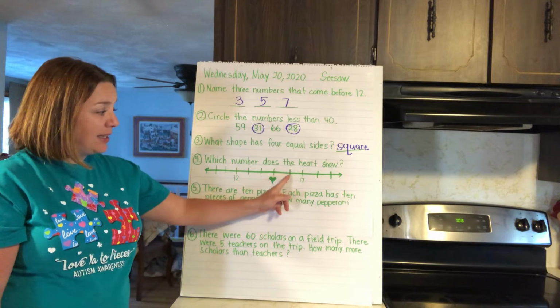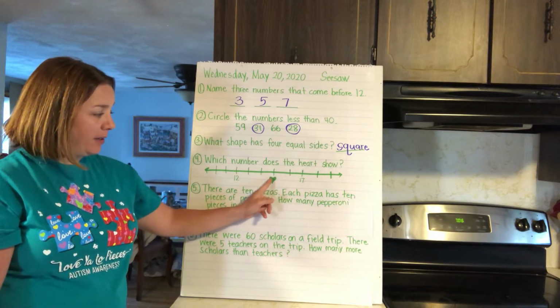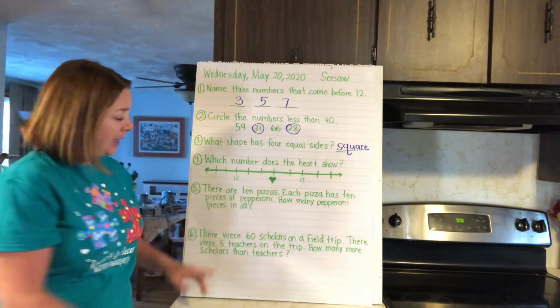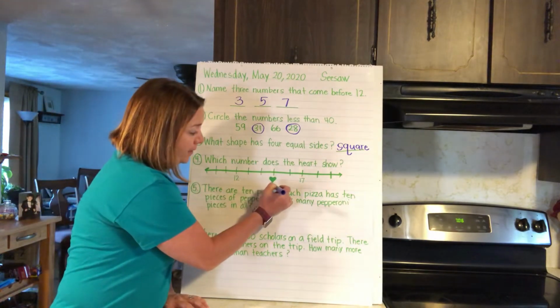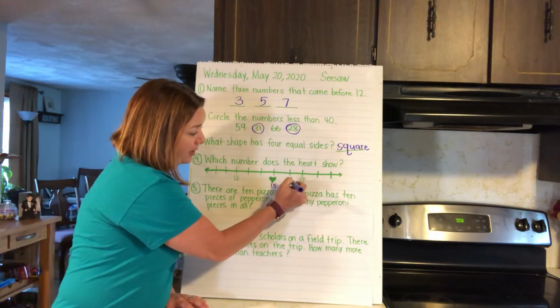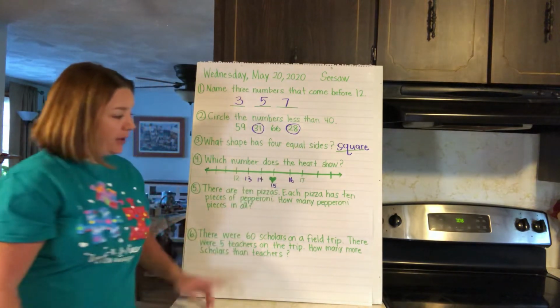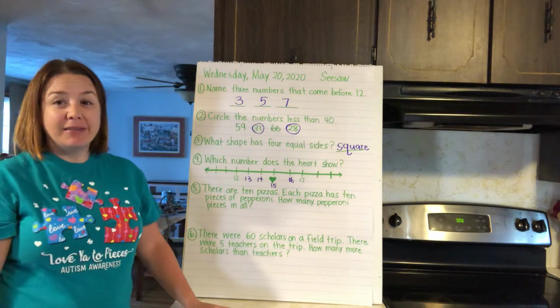17, 16, 15. Or 12, 13, 14, 15. This is the number 15. I can count backwards to figure it out, or I can count forwards to figure it out. Did you write 15?